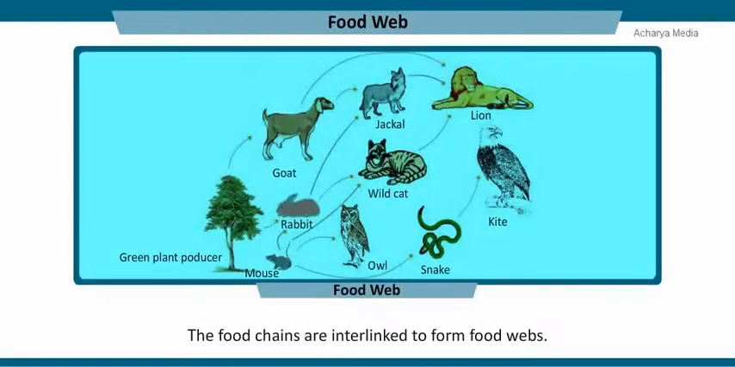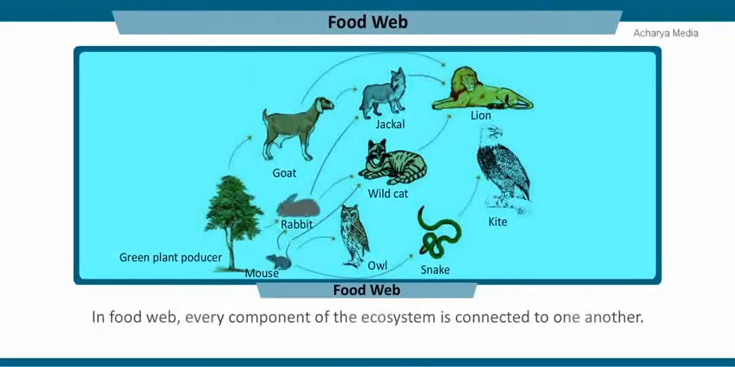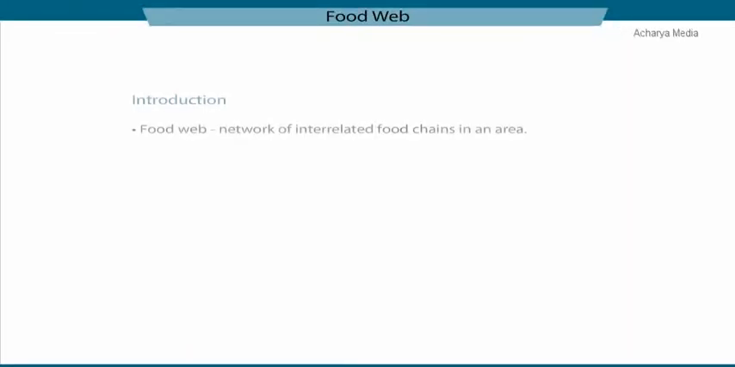The food chains are interlinked to form food webs. In a food web, every component of the ecosystem is connected to one another. A food web is a network of interrelated food chains in a given area. Each step or level of the food chain forms a trophic level.